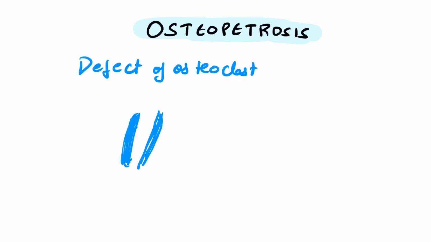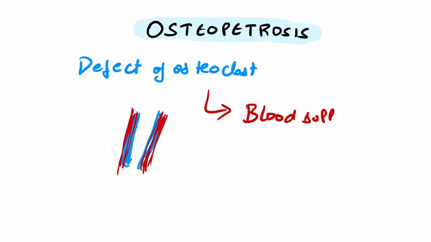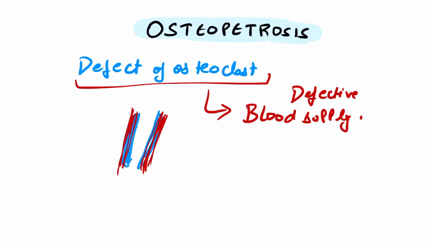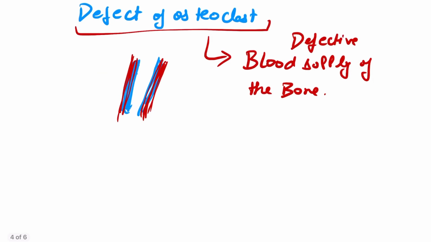Now what's the function of osteoclast? The blood supply of the bone is established when the osteoclasts cut down the bone. After that only, the blood supply of the bone is established. So when there is a defect of osteoclast, there will be defective blood supply of the bone also.